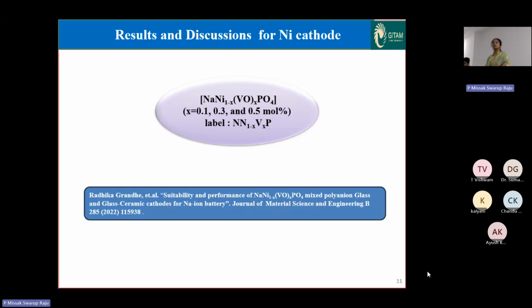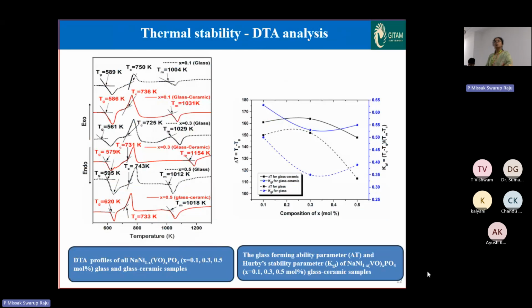So these are the results and discussion for the nickel cathode, the sodium nickel vanadium phosphate combination. The three samples have mole percentages X equal to 0.1, 0.3, and 0.5. The paper was published in the Journal of Material Science and Engineering in 2022. There are different types of characterization.